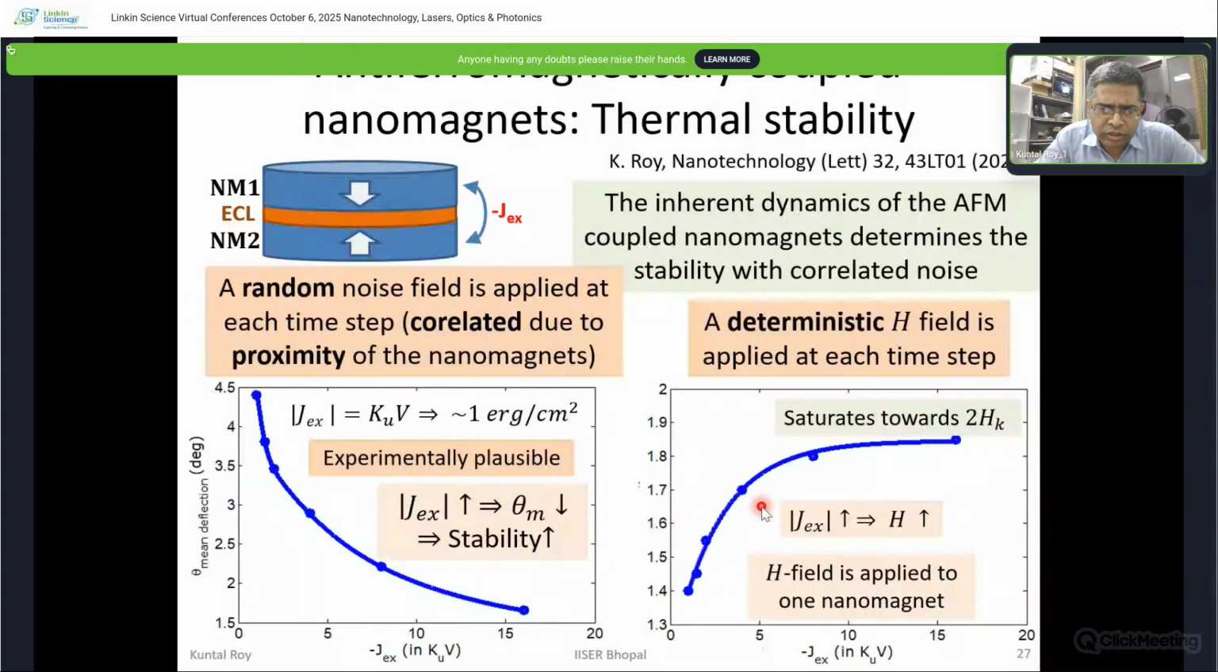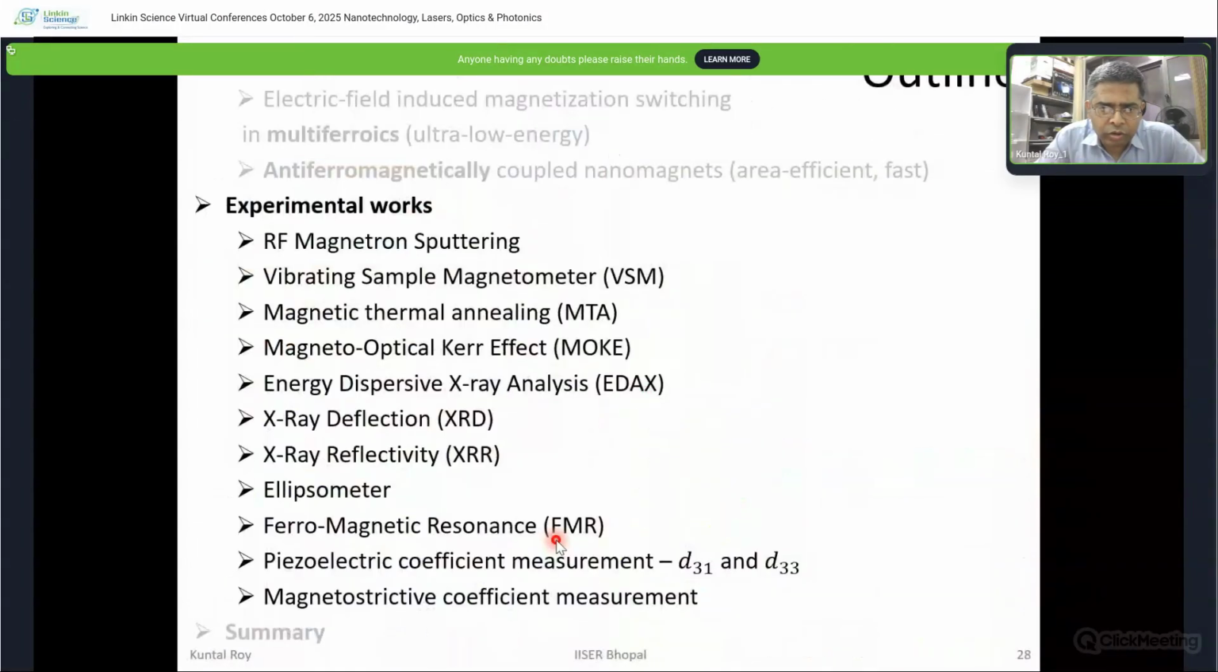We have done some more simulation on this, but in the interest of time, I will just leave that. We'll now talk about the experimental works.